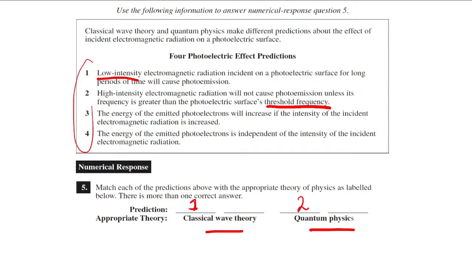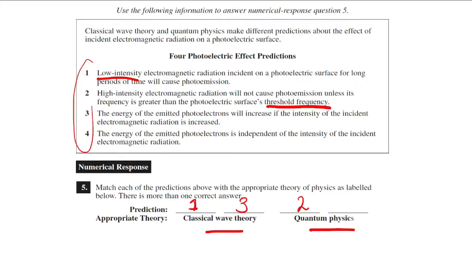3, the energy of the emitted photoelectrons will increase if the intensity of the incident electromagnetic radiation is increased. Is that what's actually happening? No, it's not. Remember, that was wave theory because they thought because the electric field would have a higher intensity, then that would mean that the electrons would have a higher intensity, and they were wrong. So that's part of the wave theory.